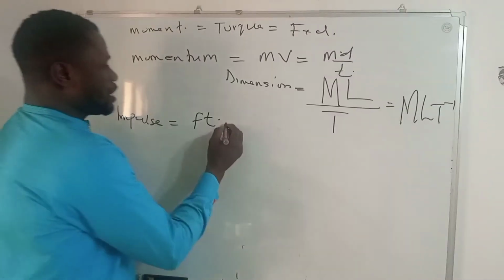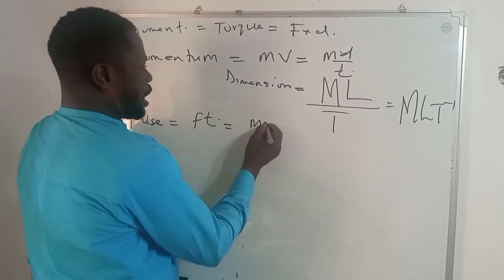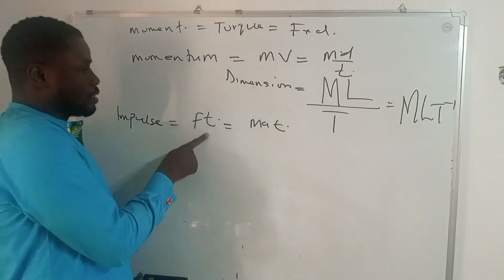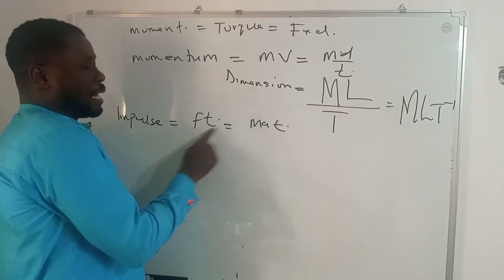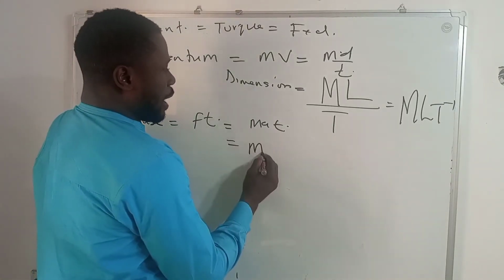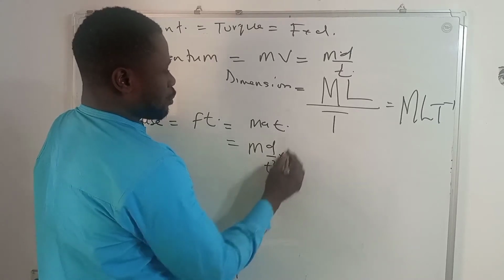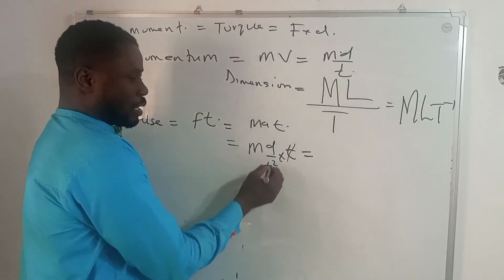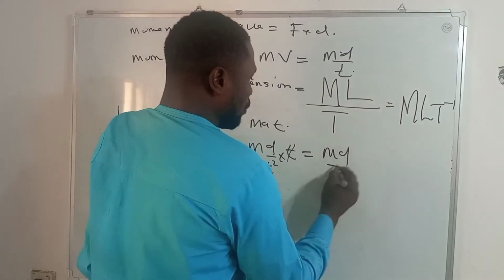Let's see. Now this is equal to m times, of course, ma all over t. Force times time, where ma represents the formula of force, and then the t. And then you further simplify this. This will give us m d all over t squared times this t. And if you further simplify, this t will cancel one, and this will become m d all over t.